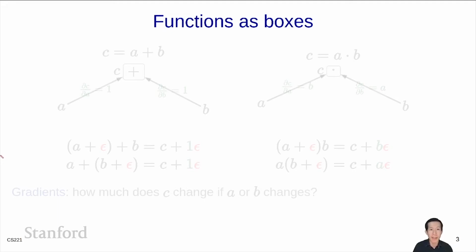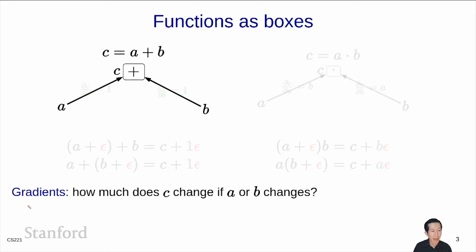Okay, so our starting point is to think about functions as boxes. Imagine you have this expression a plus b, and that gives rise to some variable c. I'm going to represent this as a very simple computation graph where you have a and b, and these arrows point into a box that does plus, and the result will be labeled as c here. Now the question is, if I change a or b by a small amount, how much does c change? This is just the notion of a gradient.